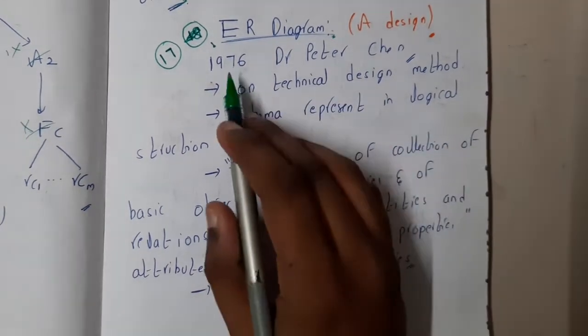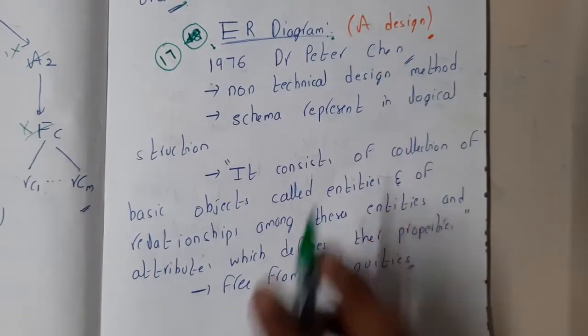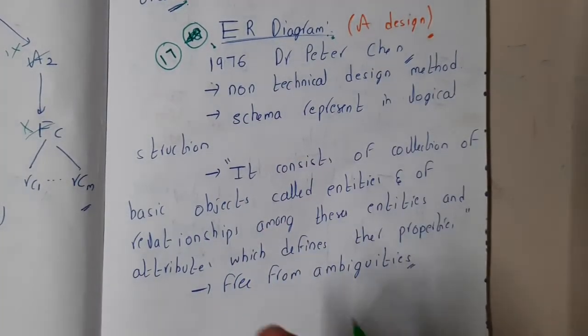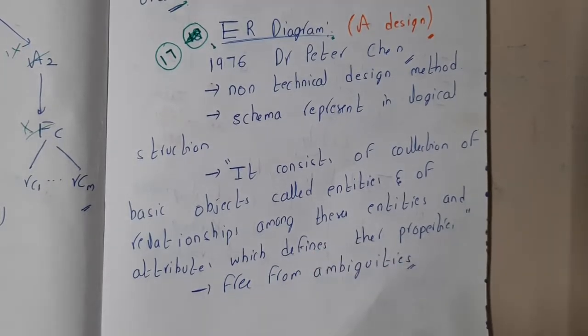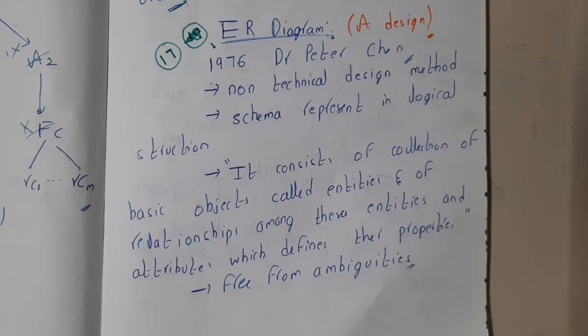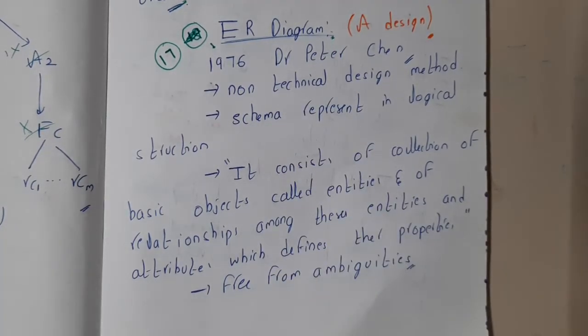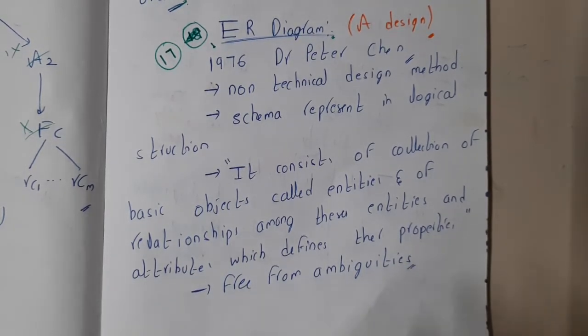It was given in 1976 by Dr. Peter Chen, the scientist who designed these ER diagrams. To be clear, it is a small design, a small diagram. That's it. And this is a non-technical design method, so non-CS people can also easily understand it because it is some kind of diagram.